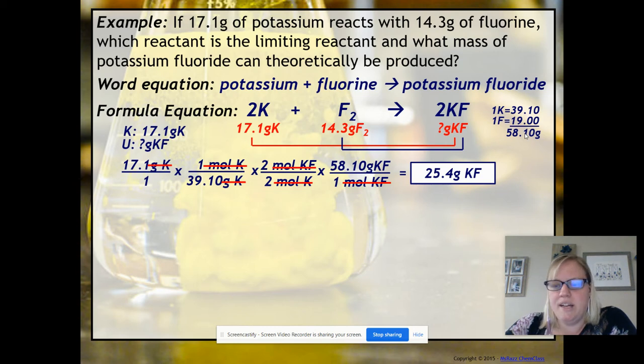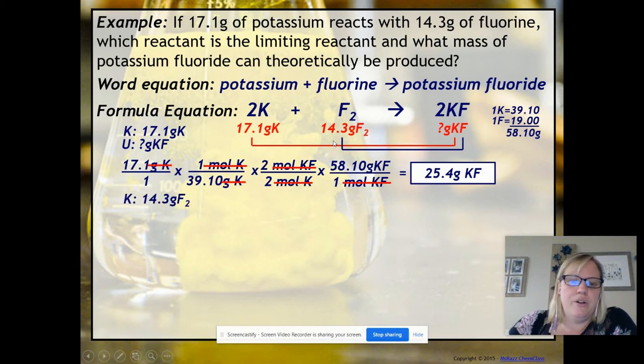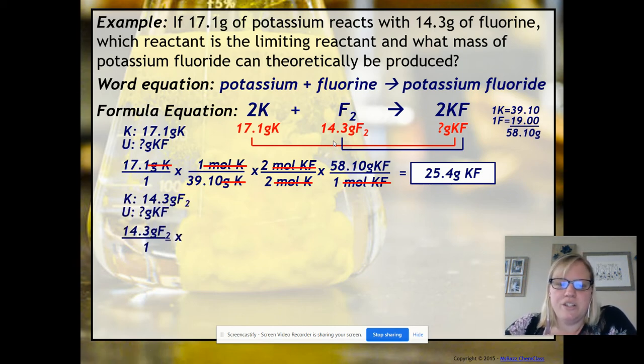Okay, we're not done. We've done the first part. Now we have to figure out how much potassium fluoride will be produced with the 14.3 grams of fluorine. So we know the 14.3 grams of fluorine, so that's what we're going to start with. Again, we have to turn this into moles, so we use a molar mass. And remember, fluorine is a diatomic element, so we have to have 2 of those atoms.